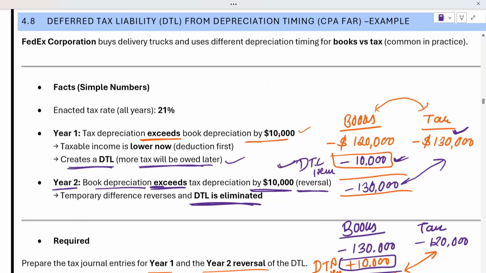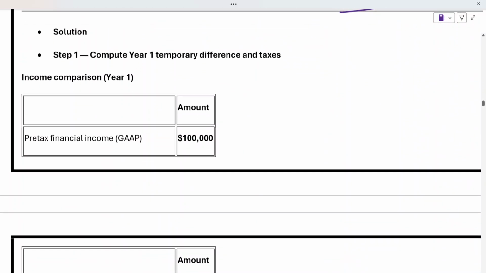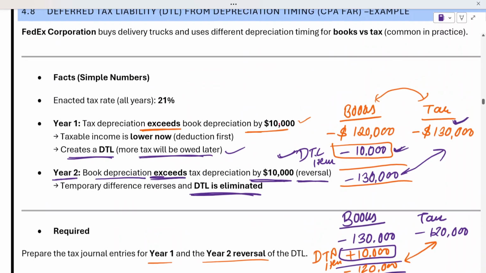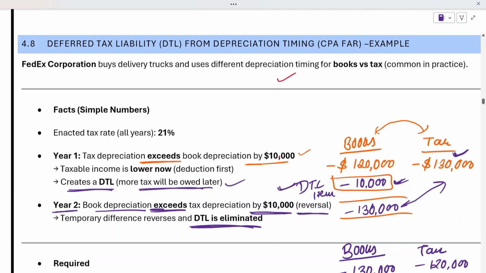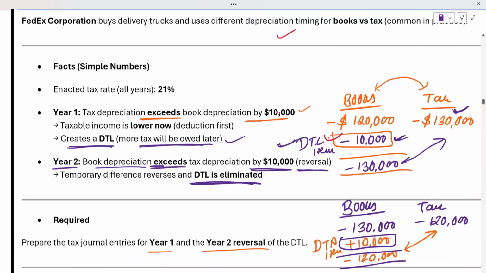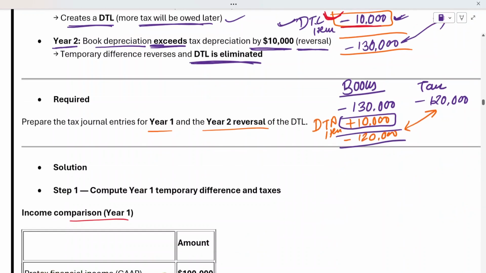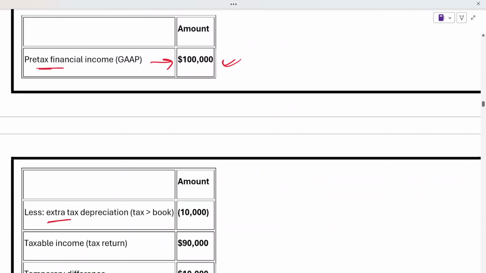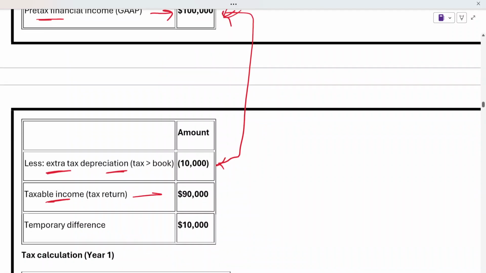So let me go ahead, and this is a scenario wherein you need to write your GAAP book income, which is $100,000. Now you may say, where is this written in the question? Basically this is not written here, this is just for your understanding, so it's a continuation. Now what you will say, in year 1 my deferred tax liability is created for 10,000. So this extra depreciation you reduced from year 1's income, so you get a taxable income of how much? 90,000, and this 10,000 creates a temporary difference.